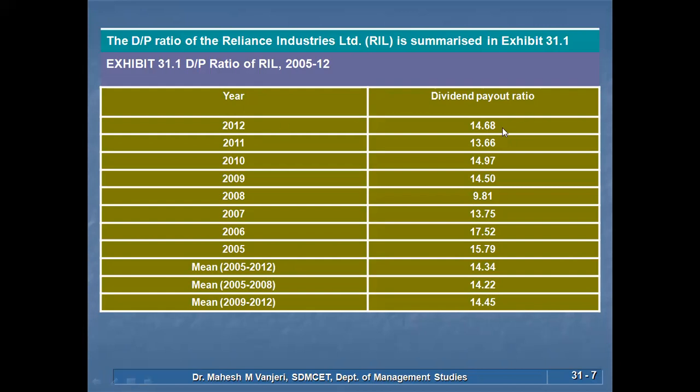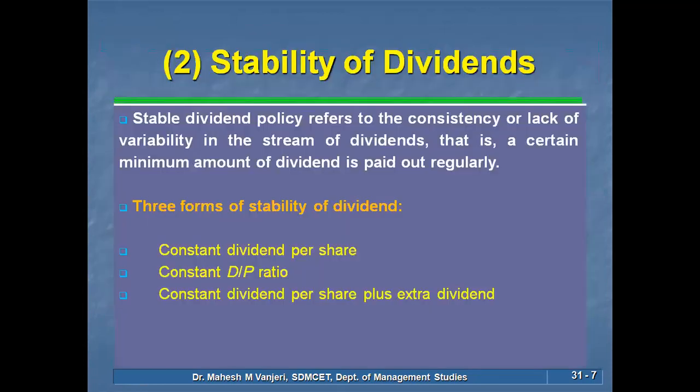What does it mean? Reliance Industries Limited paid 14.68% of their earnings as a dividend to equity shareholders. Now, if you can also find out the equity share prices of Reliance Industries Limited from 2005 to 2012, you can find out a correlation. You can use chi-square and test the hypothesis whether the equity share prices of this company were dependent on the dividend payout ratio of the company. So, a very beautiful project you can undertake.